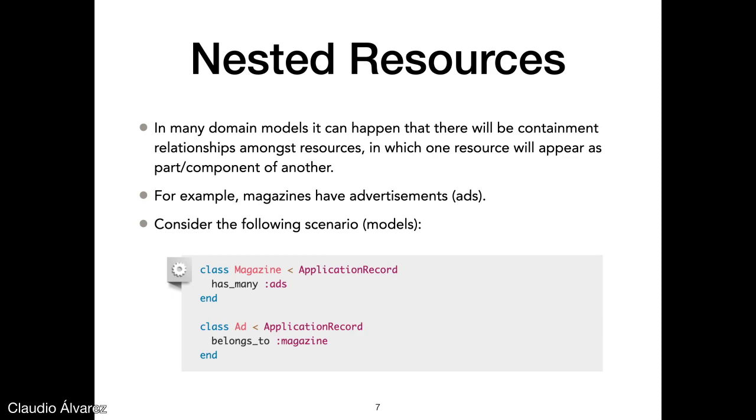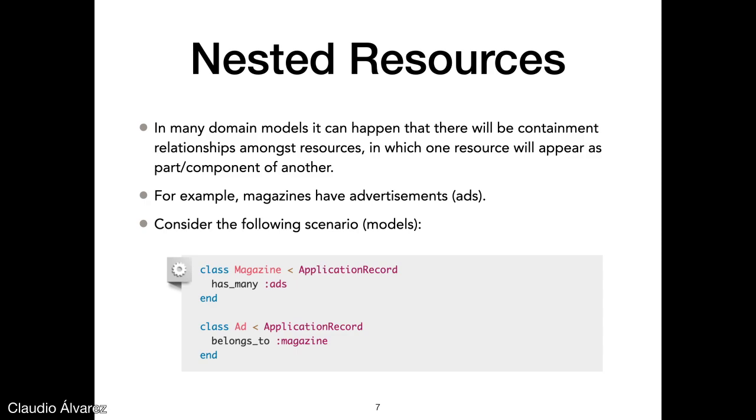Okay, we've got these routing namespaces, and we've also got routes for nested resources, right? That's also something you have to research and implement and apply in your current lab assignment. So for instance, if we've got magazines and these magazines have advertising, a magazine can have many ads, and in turn, an ad will belong to a magazine. So we have this sort of containment relationship among magazine and ad, and this should reflect somehow on the routes.